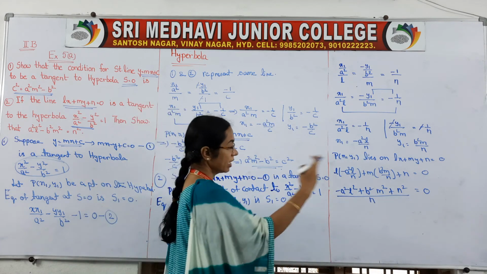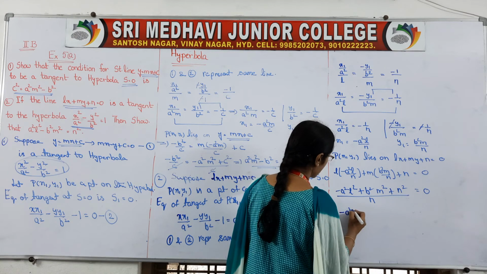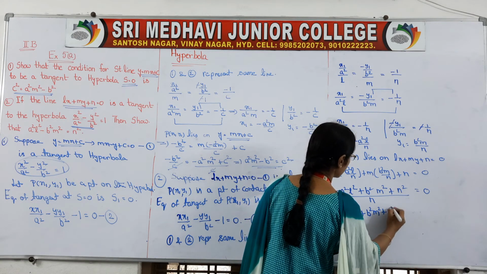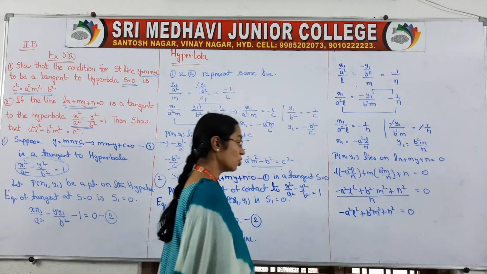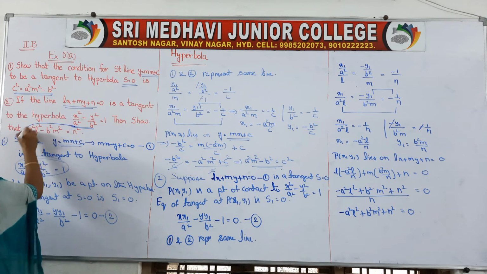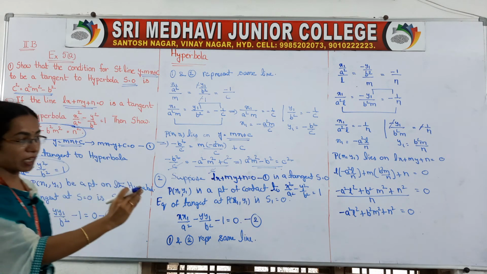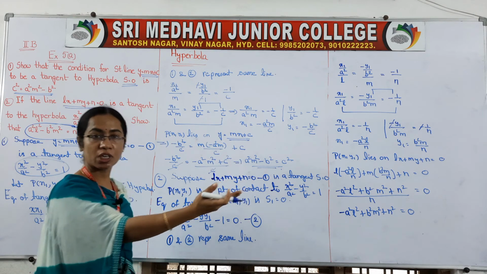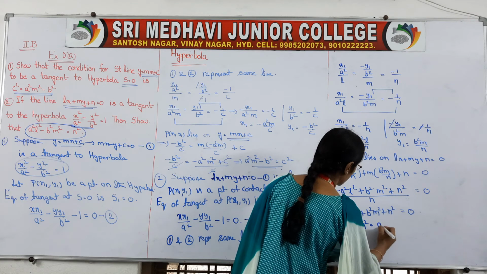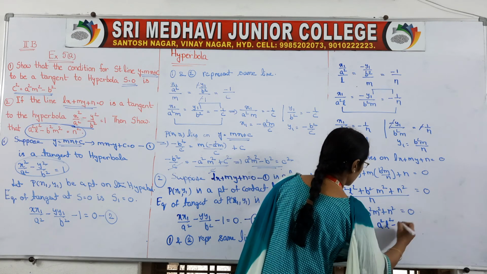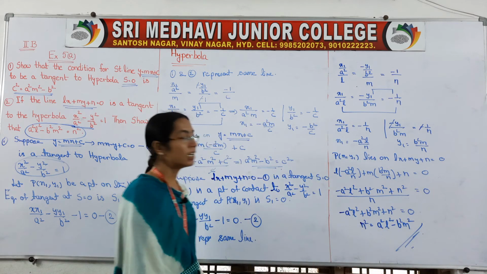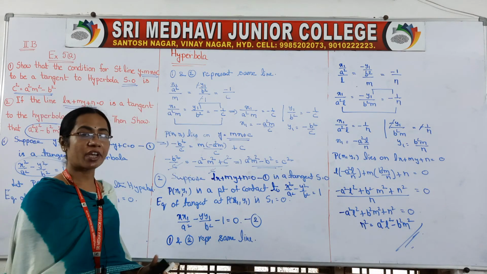Okay, so sending n that side, minus a square L square plus b square m square plus n square is equal to 0. So we have to prove what is that condition, n square is equal to this one. Keep n square this side, send the two terms that side. So it is n square is equal to a square L square minus b square m square is the required condition. That is what we have to prove.